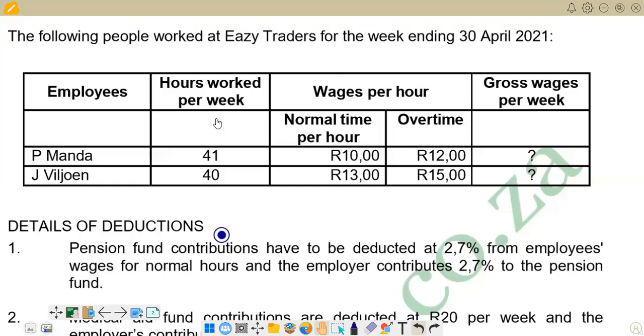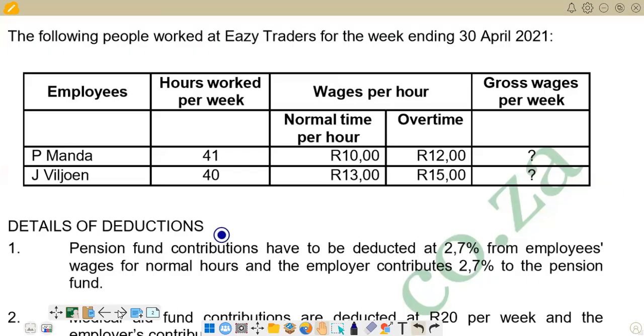For example, for P Manda, we say 41 times 10, and then we get the normal amount, and then we add the overtime, which is 12 rand. I will also do the same for J V Joyn, which means we say 40 multiplied by 18 to get the total normal amount, and then we add the overtime amount that we are given there, which is 15 rand. So basically, that's what we are going to summarize in the journal.